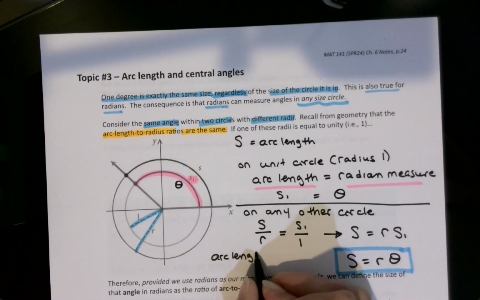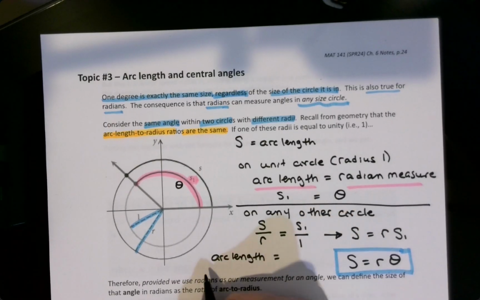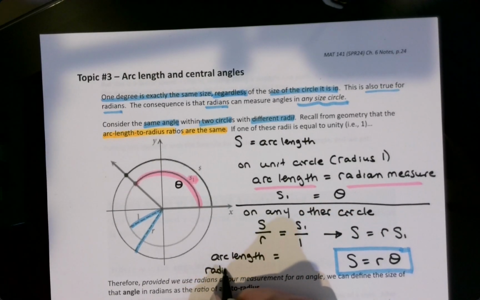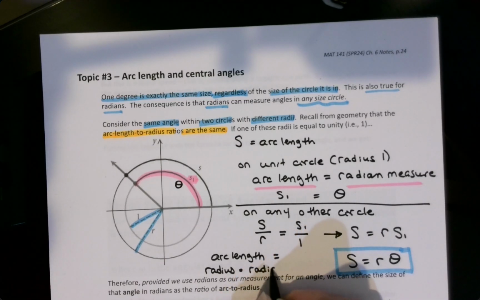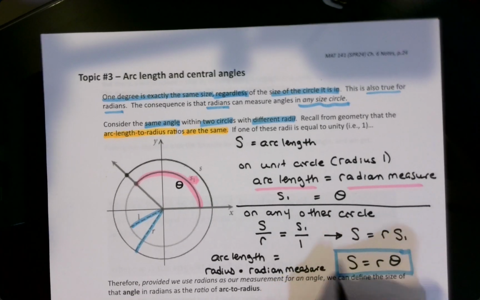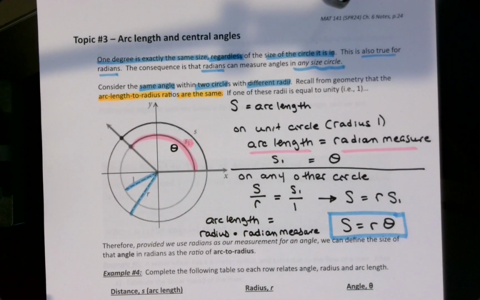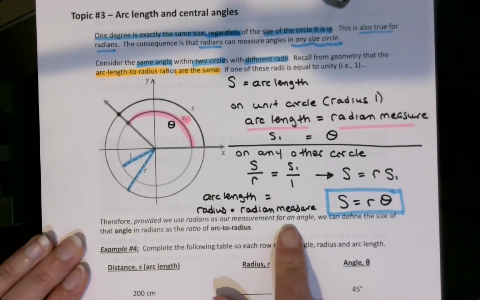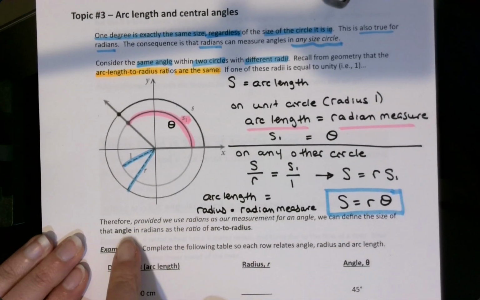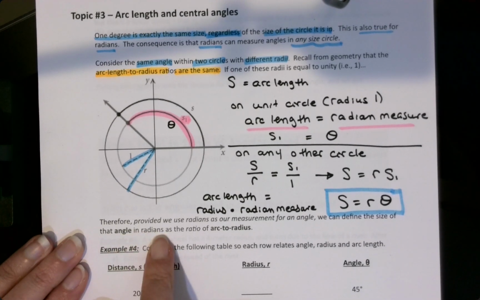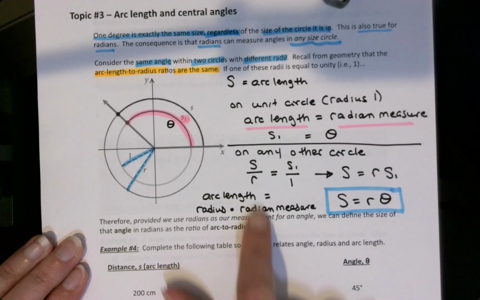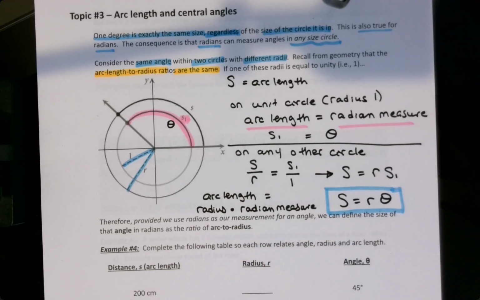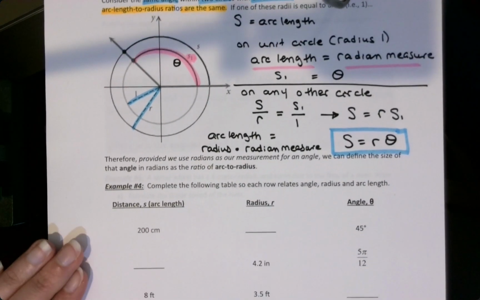So arc length, I'm just going to write this in words, equals radius times radian measure. That's what we said here. And I believe that's what's said here below. Provided we use radians as our measurement for the angle, we can define the size of the angle in radians as a ratio of the arc to radius. That's what we have done here. Okay, so let's look at an example of doing this.